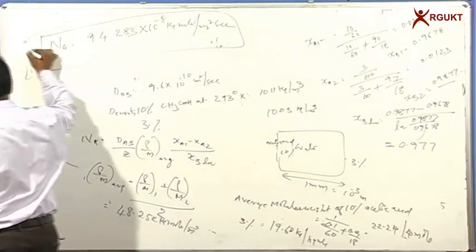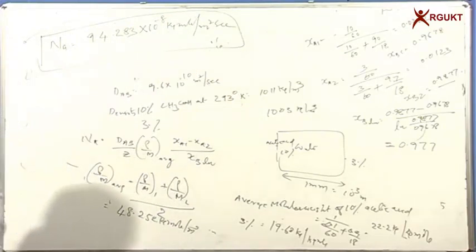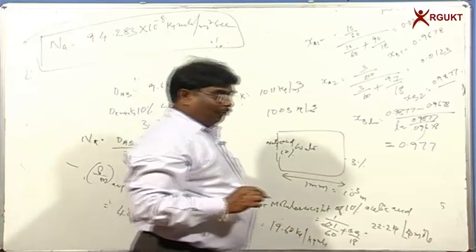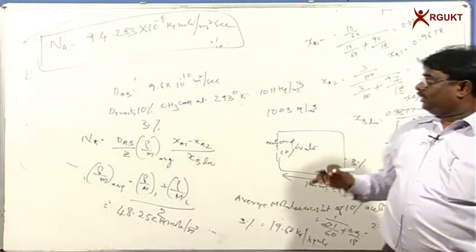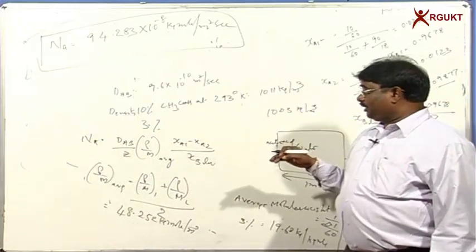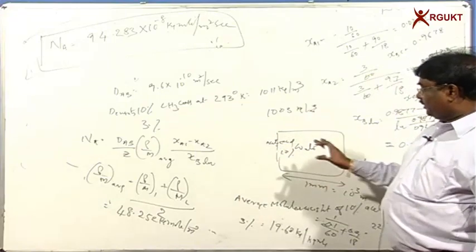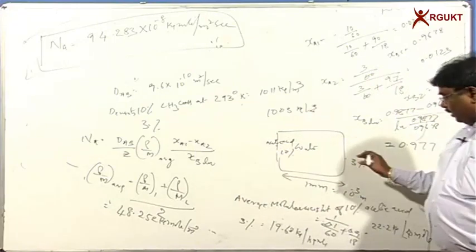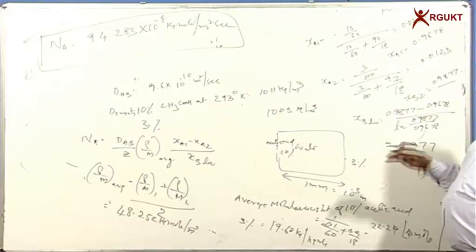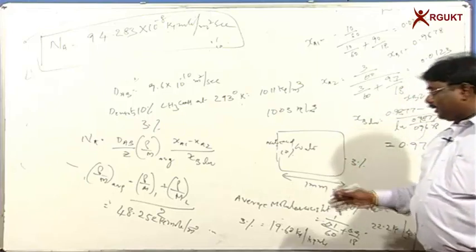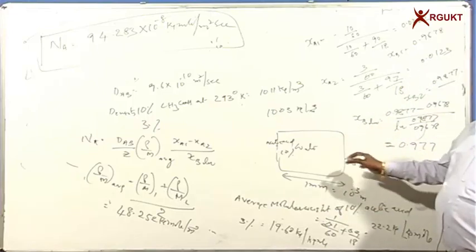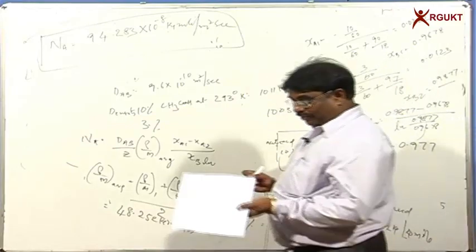So this is the flux of A, that is acetic acid, through water when water is not diffusing, whereas acetic acid is diffusing, where the concentration of acetic acid is 10% on one side and 3% on the other side, and we know the densities and the thickness of the film is 1 mm. So once you know all those things, one can calculate the flux.